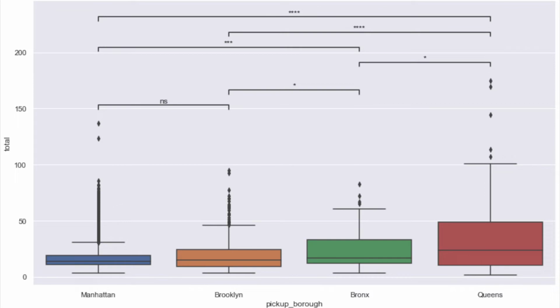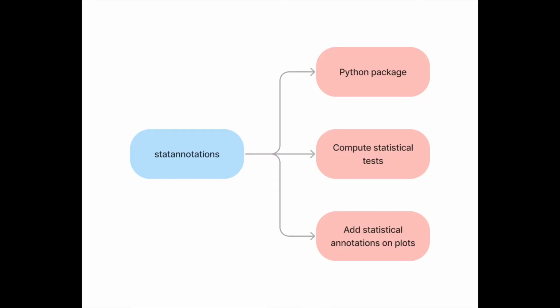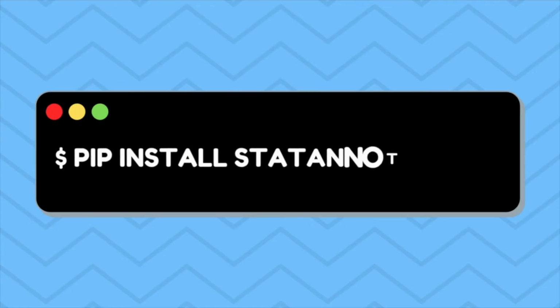Wouldn't it be nice if you could add statistical annotations on a box plot as shown here? That is when stats annotation comes in handy. What is stats annotation? Stats annotation is a Python package to optionally compute statistical tests and add statistical annotations on plots generated by Seaborn. To install stats annotation, type pip install stats annotation.